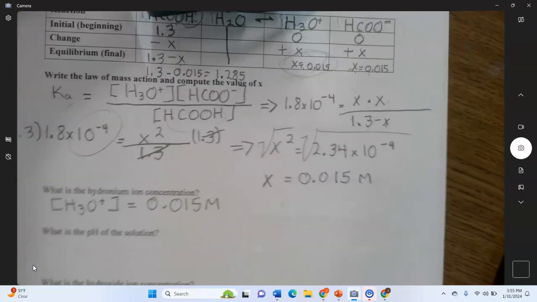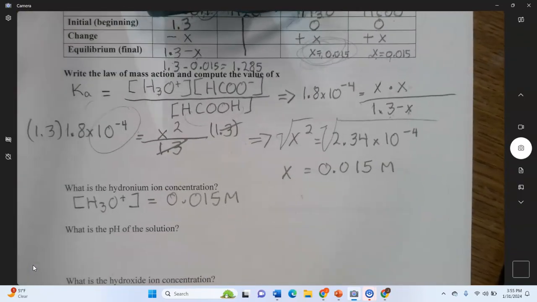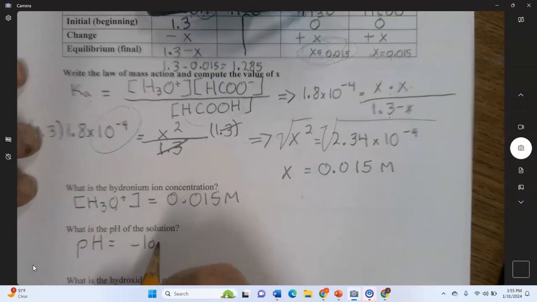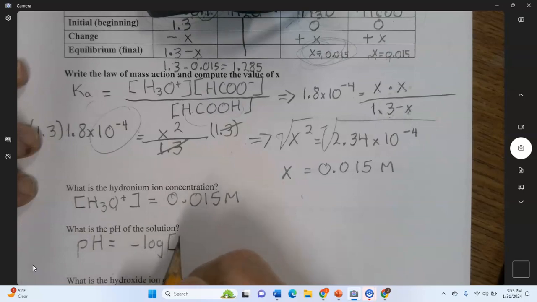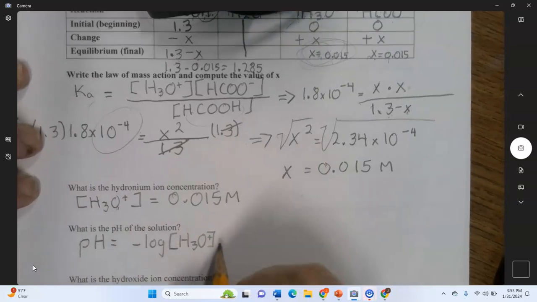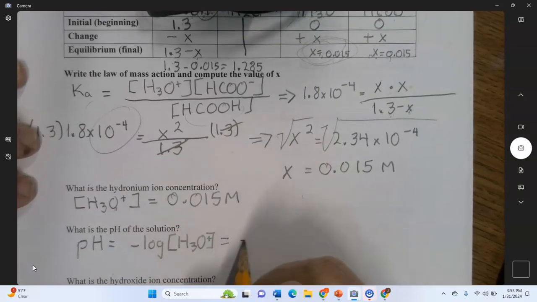All right, next, what is the pH of the solution? Go to your acid-base roadmap and find the relationship between the concentration and the pH, and you'll find that it's this. You don't have to know anything about logs, you just have to know how to plug numbers into the calculator and use the log button. So that equals this.